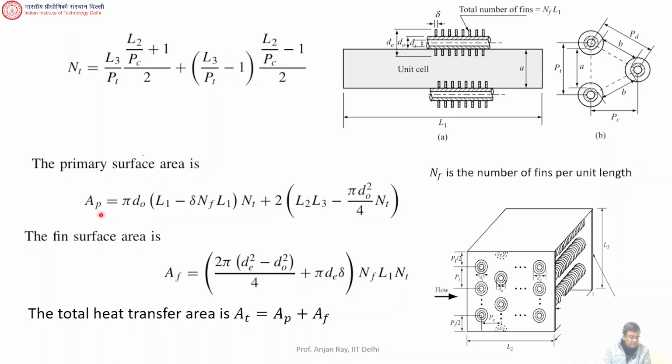Then the primary surface area becomes this. So you have that box with L1, L2, L3. Okay, so flow going like this, right? So L1, L2, L3. You can visualize this. All right. Now tell me whether this is reasonable or not.